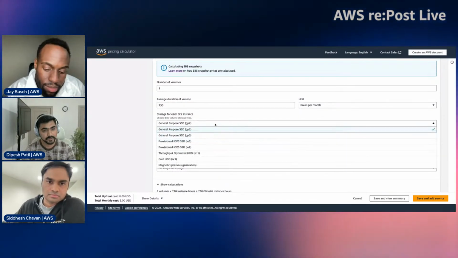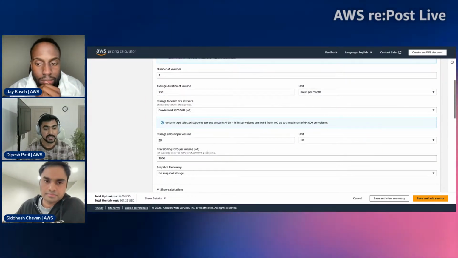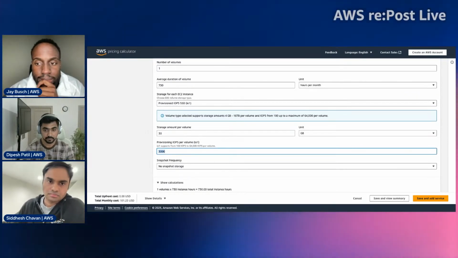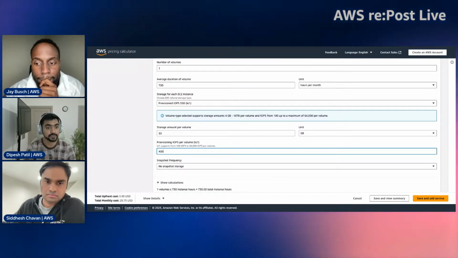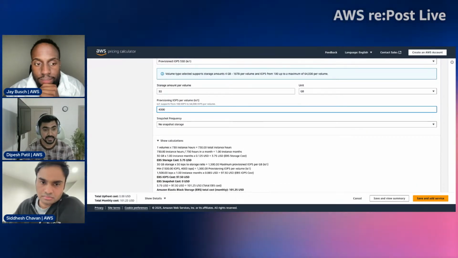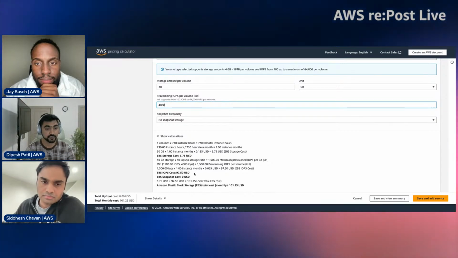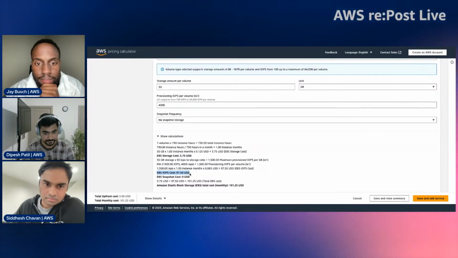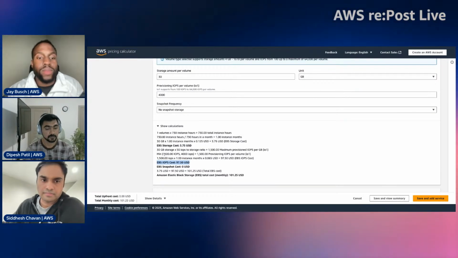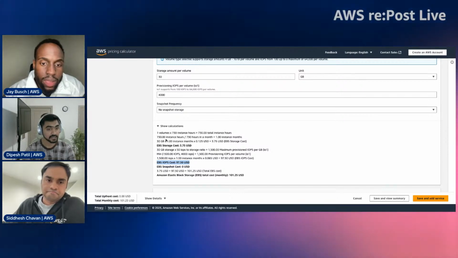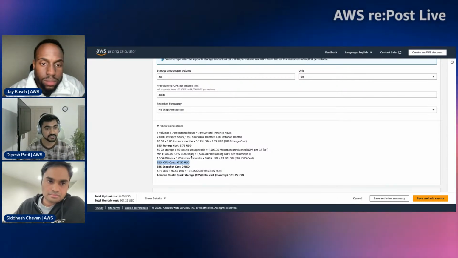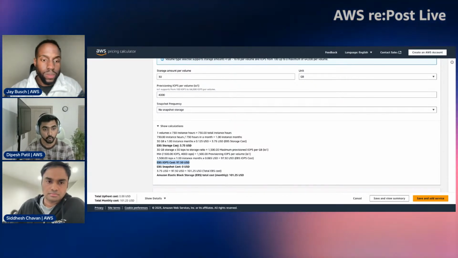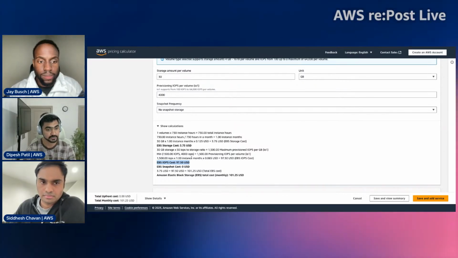Now, let's say I go with some other volume type such as IO1. As we see here, it also asks us about the provisioned IOPS. So if I go with 4,000 IOPS, when I see my calculation, I have charges for my EBS storage as well as for the IOPS that I have provisioned. And I get that line. The instance month remains constant for both the storage cost as well as the IOPS cost.